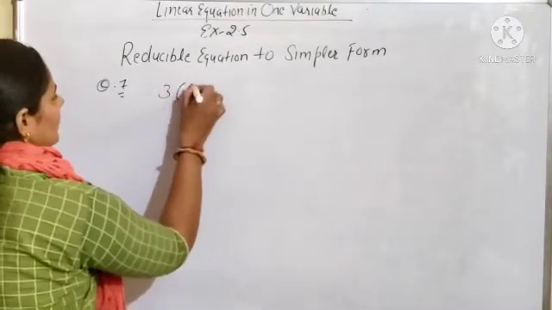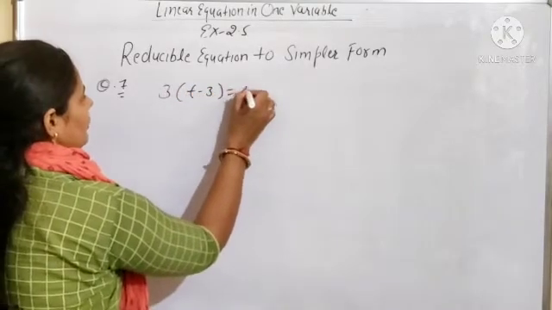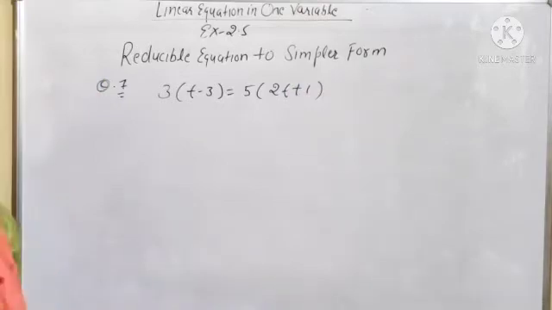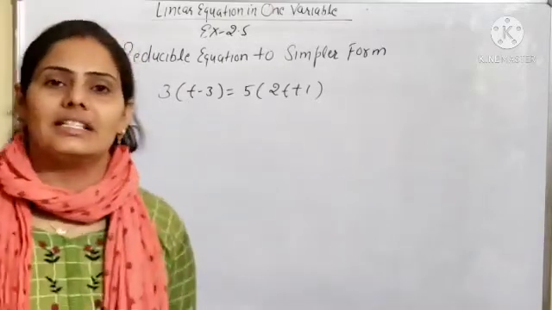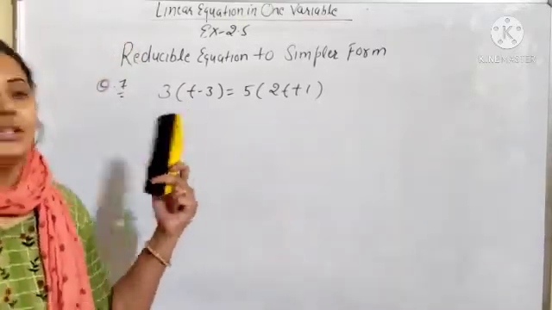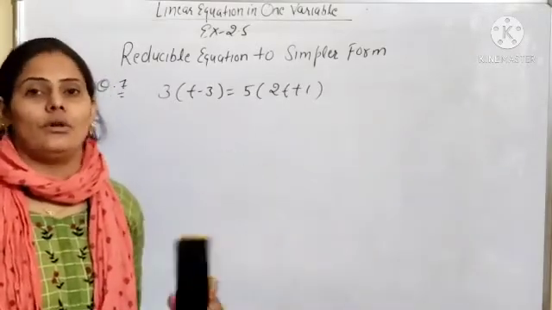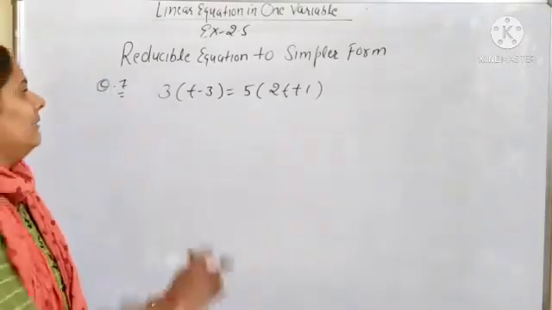3 into t minus 3 is equal to 5 into 2t plus 1. Clear? So simply in this equation also you can check first what is the variable. So t variable is given. First, here it is given in the distributive property. So first you have to open the distributive property and open the equation.